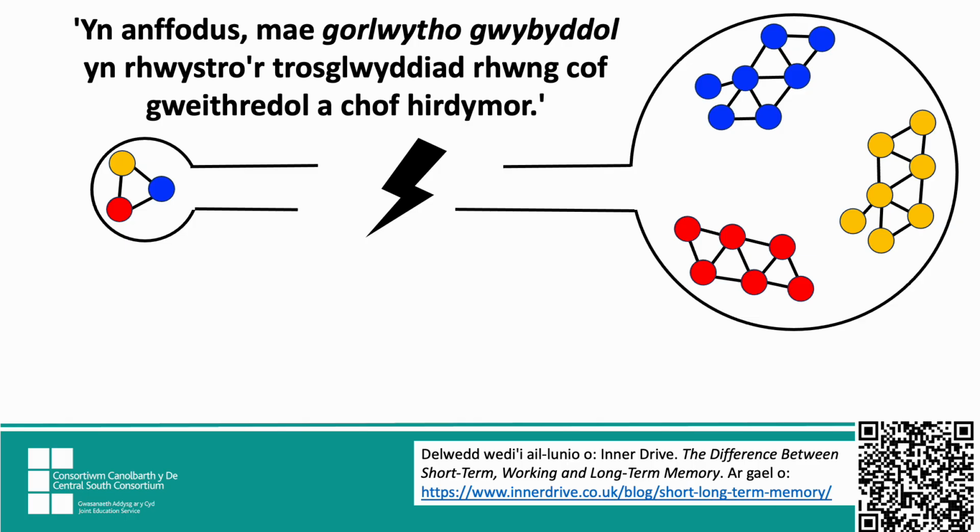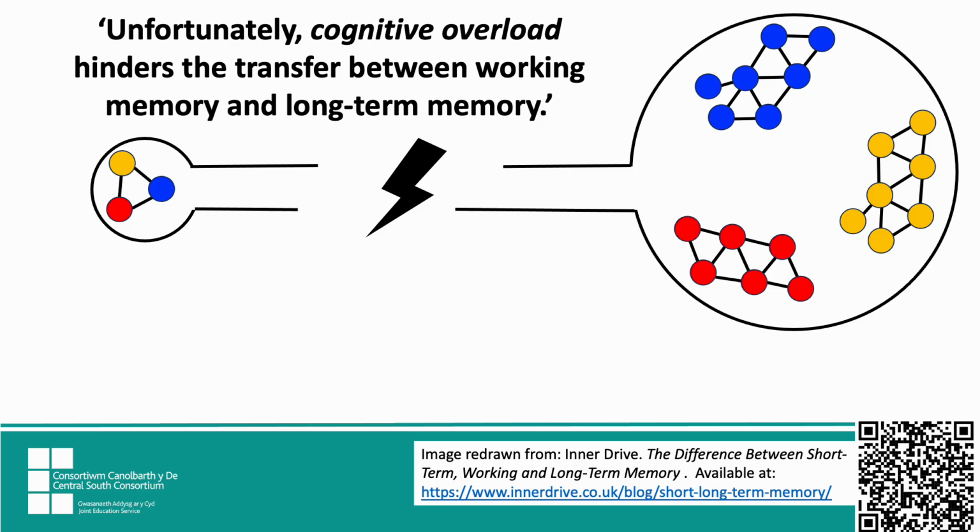This is another diagram, redrawn from Inner Drive. As described previously, the working memory is very limited. This means that it is very quickly overloaded. It is particularly true for anyone who is new or a novice to the domain of learning. If cognitive load has exceeded its limits, we call this cognitive overload. This state significantly hinders the transfer between the overloaded working memory and the long-term memory.